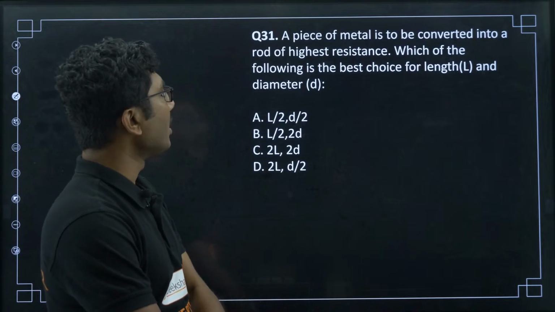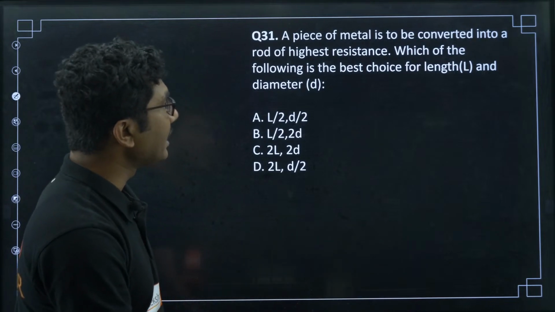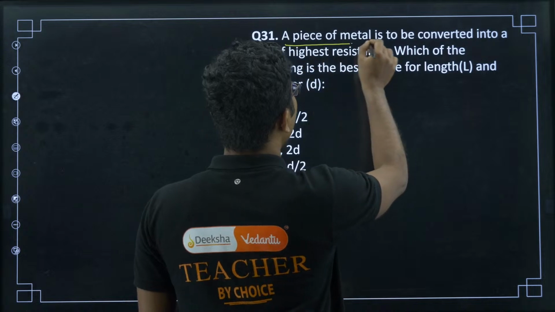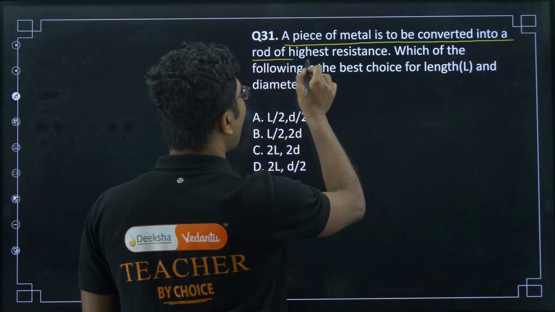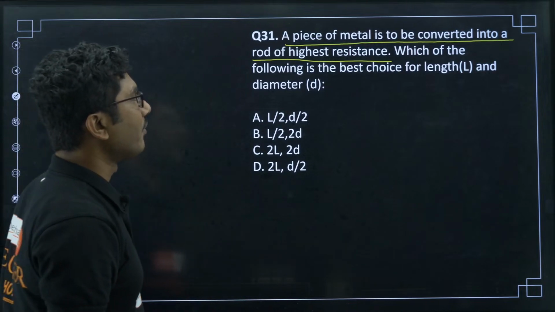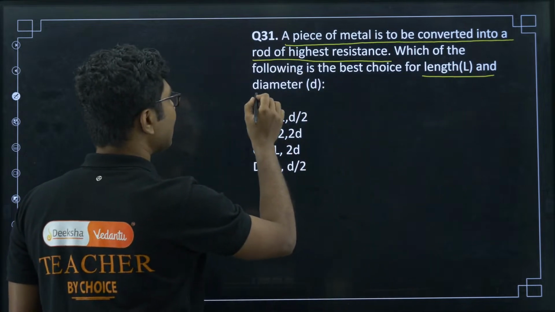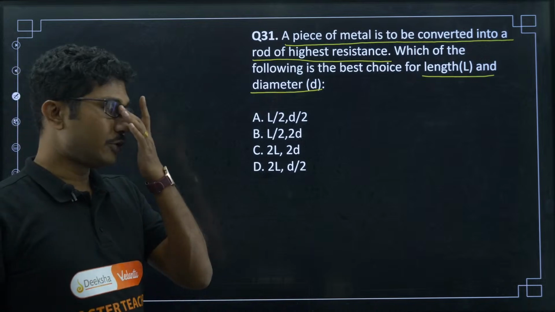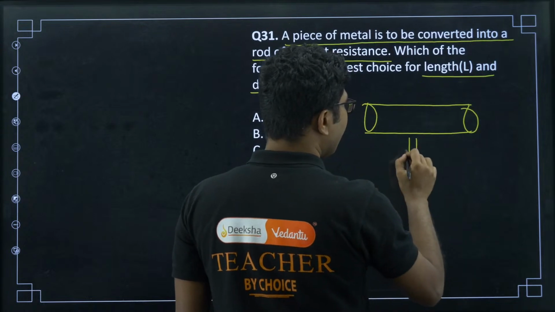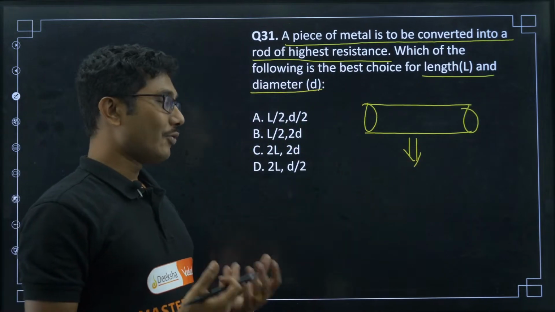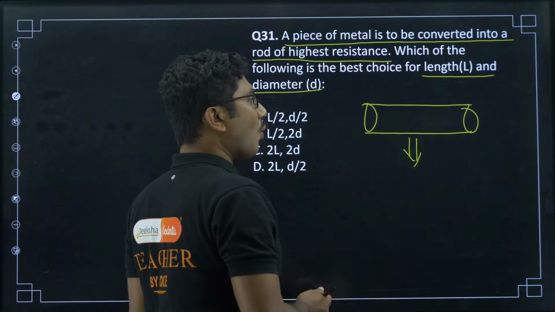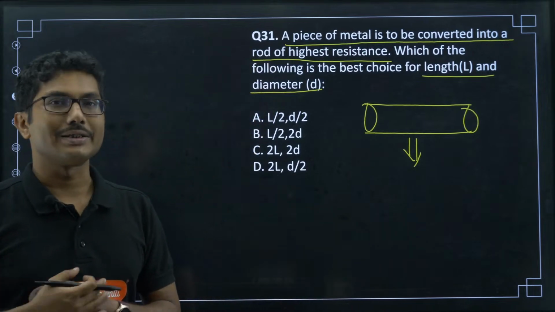Question number 31. A piece of metal is to be converted into a rod of highest resistance. Very interesting. Which of the following is the best choice for length L and diameter D? So you have a wire. Now you want to convert it into another wire having higher resistance, not highest resistance, that means higher resistance. What do you want to do to increase the resistance?